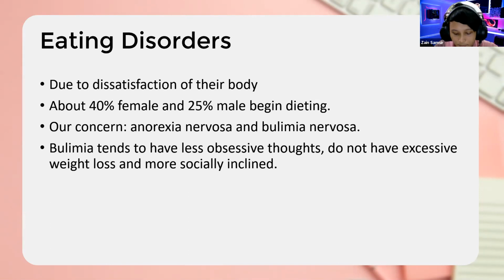Anorexia nervosa usually has intense fear of gaining weight and intense fear of becoming obese. So they tend to have disturbance of body image. For example, if the patient is already at ideal body weight, ideal BMI, they tend to control their eating to have a lower BMI.